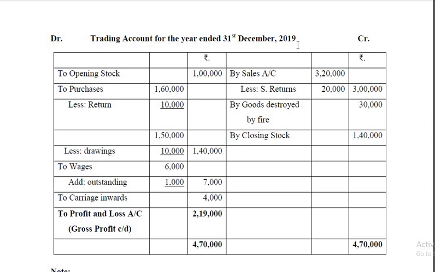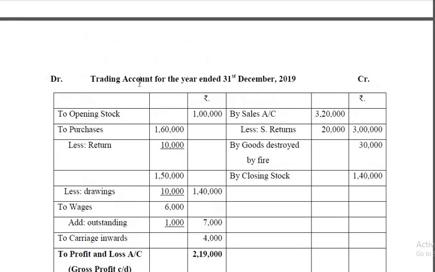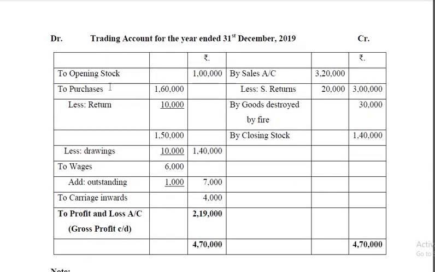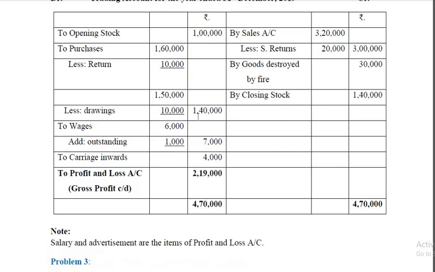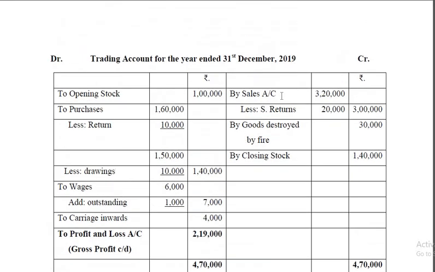Look at the trading account now. So you got debit side and credit side. It's an account, okay, it's a trading account, not a statement. So two sides are there. Opening stock, purchases, less returns, less drawings, goods withdrawn. Wages and outstanding wages, together 7,000. Carriage inwards. On the credit side, sales, the inner column minus sales returns. Goods destroyed by fire is recorded. Then closing stock is recorded.